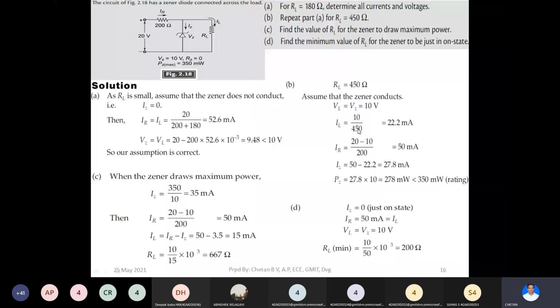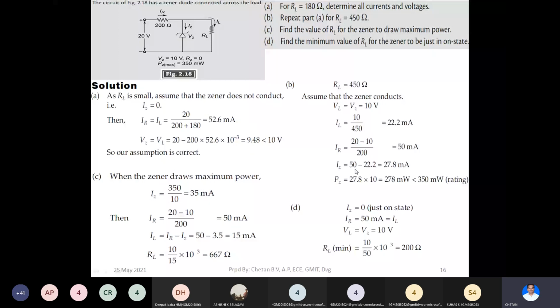After calculating IL, you have to calculate IR. How to find out IR? First, what is IR? IR is the potential difference across these two nodes divided by the resistance. The first terminal is at 20-volt potential, the second terminal is at 10-volt potential, because voltage across this diode is 10 volt, right? So 20 minus 10 divided by 200 will give you IR value. After getting IL and IR, what you know is this IR is the sum of IZ and IL. Therefore, to find out IZ, subtract IL from IR.